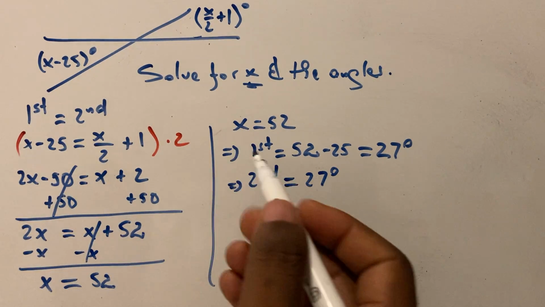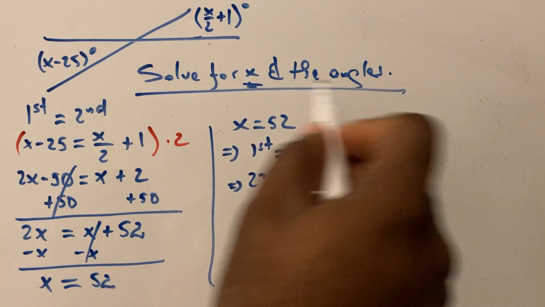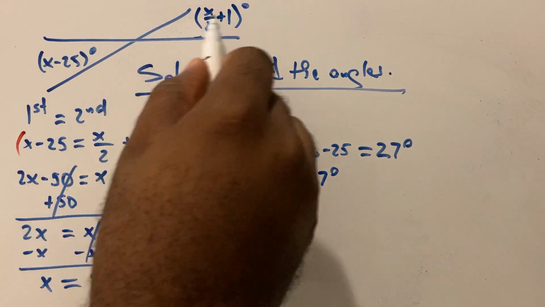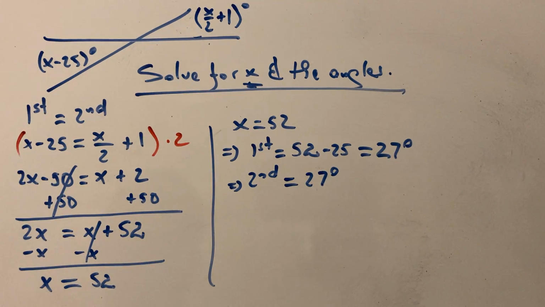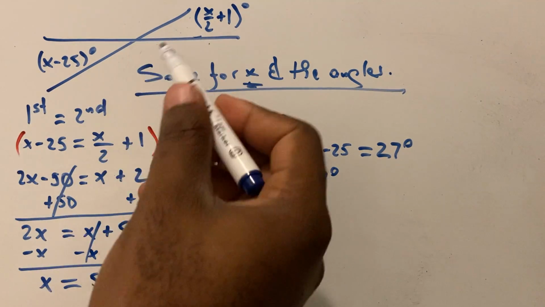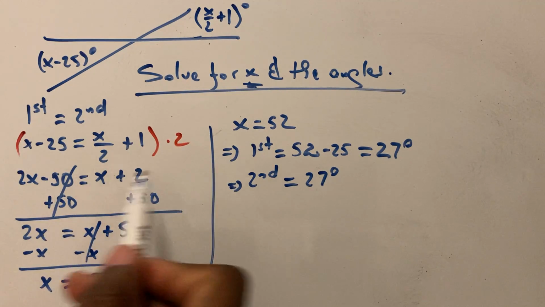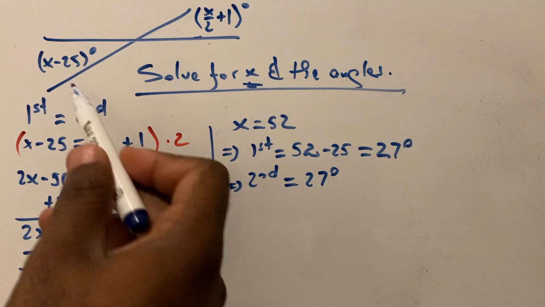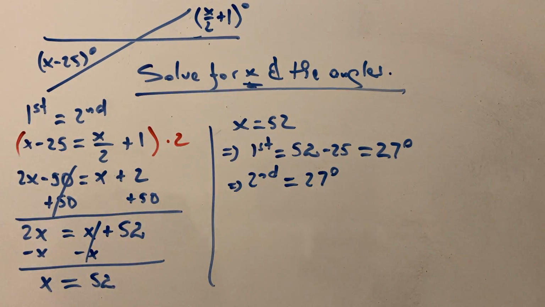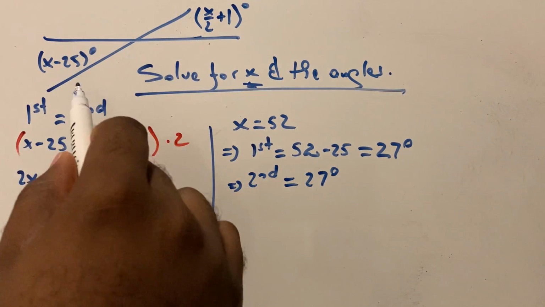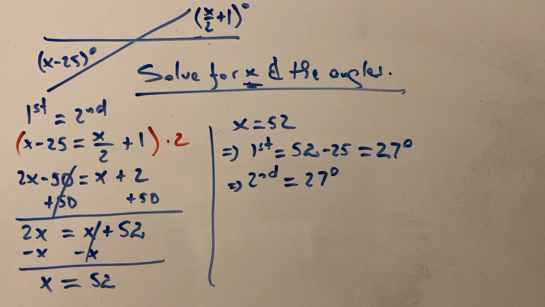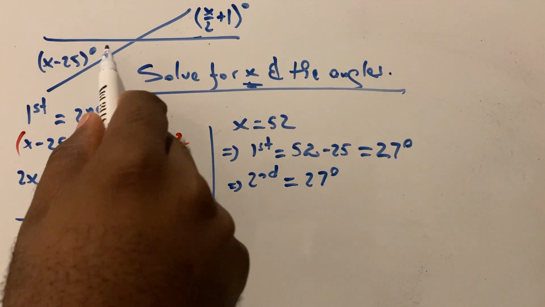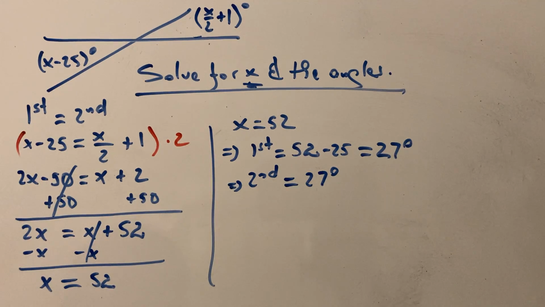So, again, the key here for you to solve for x and the angles is to know this property of opposite angles. They're actually equal. So once they're equal, you can form an equation. And once you form the equation, you can solve for x. And once you solve for x, it's easy for you to get the angles because they were expressed in terms of x. So you just need to replace x by its value, and you can easily solve for the first angle and the second angle because they're equal to each other.